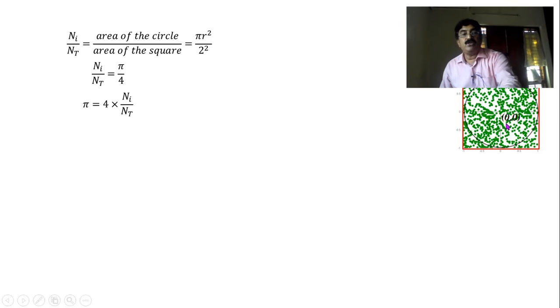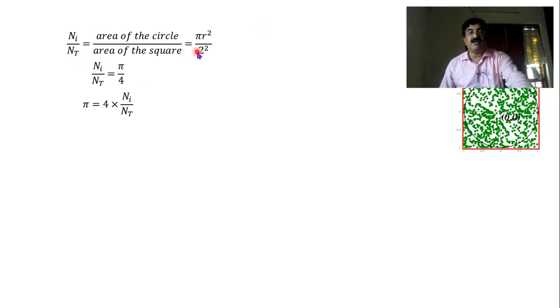Here is the diagram. These green dots are representing the randomly distributed points, and I have a black circle and a red square. Origin is 0, 0. Now I can show that Ni by Nt is equal to area of the circle by area of the square.